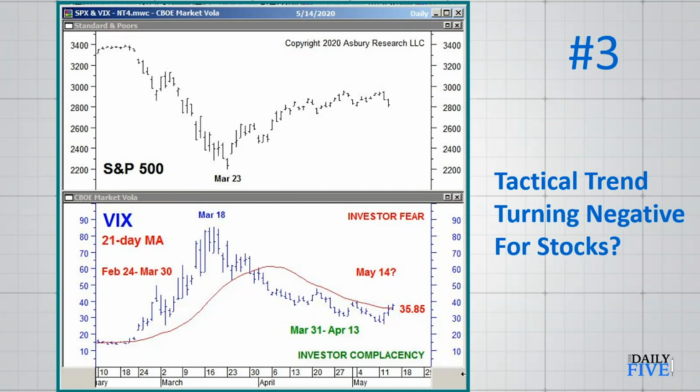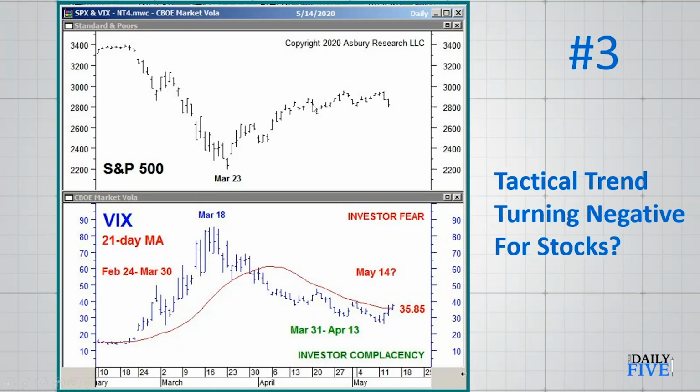So notice on March 31st, about a week after we bottomed on March 23rd, the VIX fell underneath its 21-day moving average. That suggested the market was taking a little sigh of relief, and at least on a monthly basis, the VIX was turning towards investor complacency. And that coincided with the rally that we've had since then.